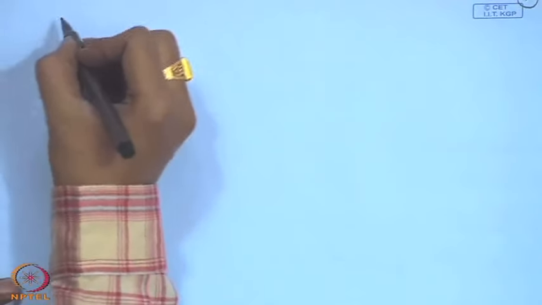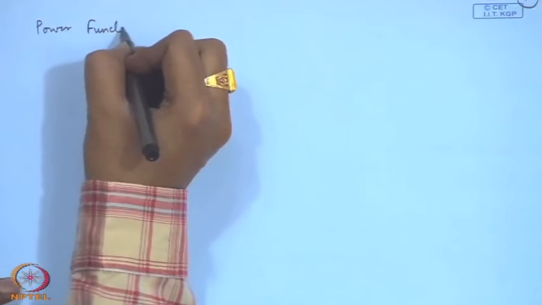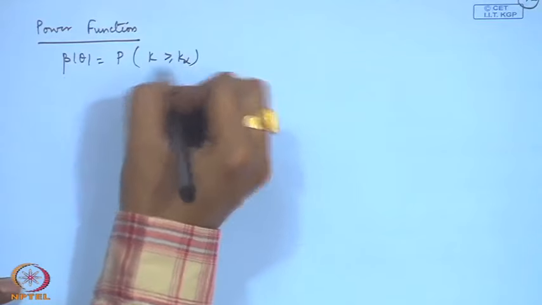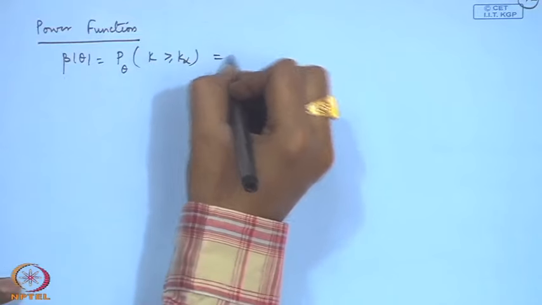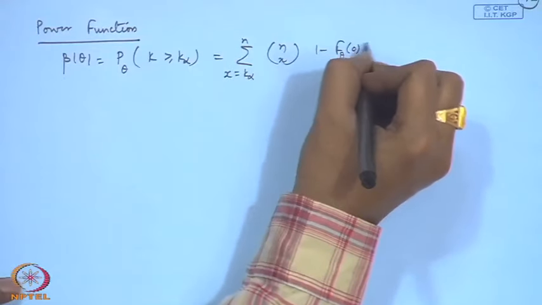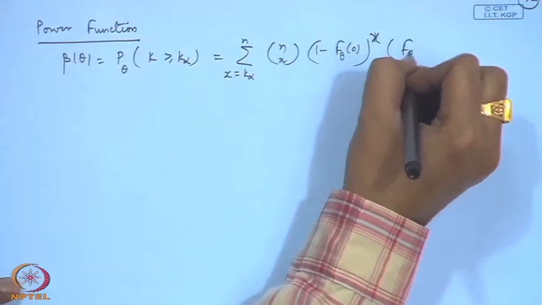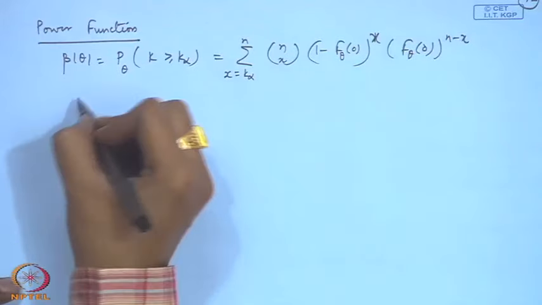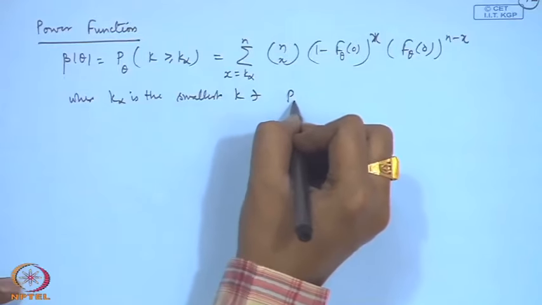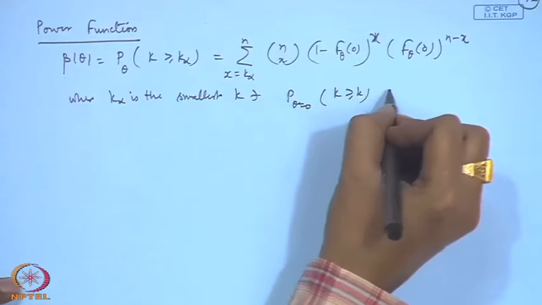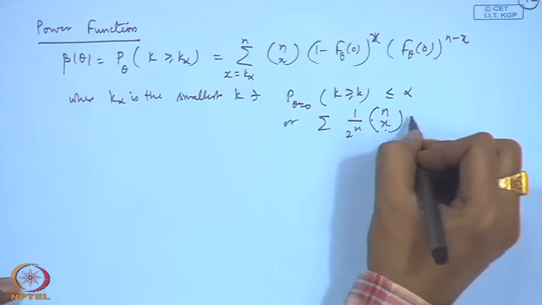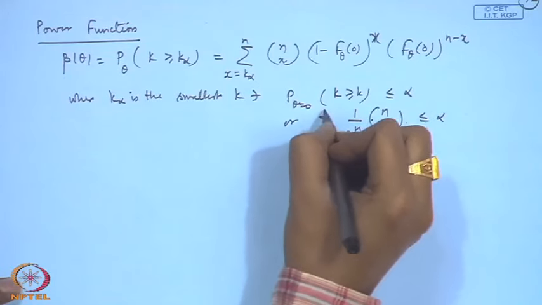We can also calculate the power function of the sign test. Probability of S greater than or equal to k alpha, when theta is the true median, is equal to the sum for x equal to k alpha to n of n c x, 1 minus F theta 0 to the power x, into F theta 0 to the power n minus x, where k alpha is the smallest k such that probability of S greater than or equal to k under theta equal to 0 is less than or equal to alpha, or we can say the sum of 1 by 2 to the power n, n c x, is less than or equal to alpha for x equal to k to n.